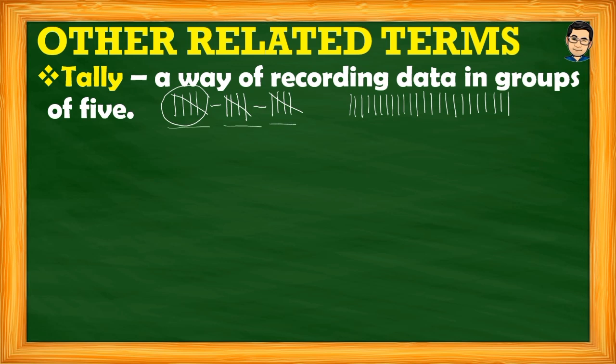So, mayroon tayong tatlong group dyan. Kada group, 5. So, ibig sabihin, 15. So, dun pa lang, napakabilis na ang pagbilang. Unlike kung, ayan, yung nasa bandang right side, bibilangin mo yan isa-isa at may tendency na malito ka.